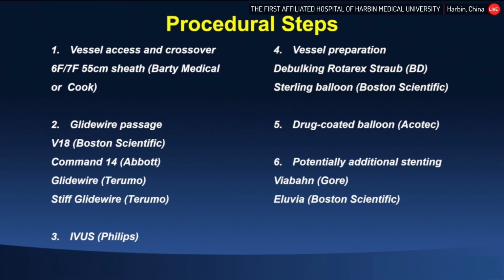If it's mainly composed of thrombosis, we'll use debulking methods, using Rotarex or Straub. And if it's mainly fibrosis or soft plaque, we'll use just PTA, progressive PTA. And for the final step, we prepared a DCB, but just in case, we also have Viabahn and the Ilumien, which is a DES, for different conditions. Okay.